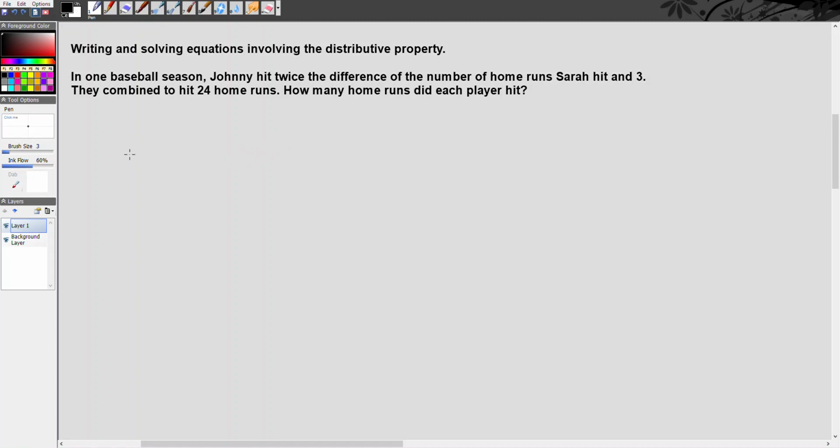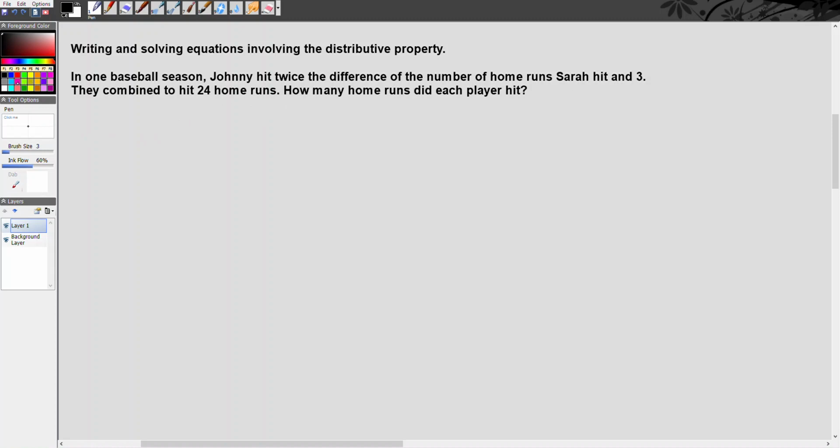So let's go ahead and read this problem and see what's going on. It says, in one baseball season, Johnny hit twice the difference of the number of home runs Sarah hit and three. They combined to hit 24 home runs. How many home runs did each player hit? Okay, so let's go ahead and identify our important information.